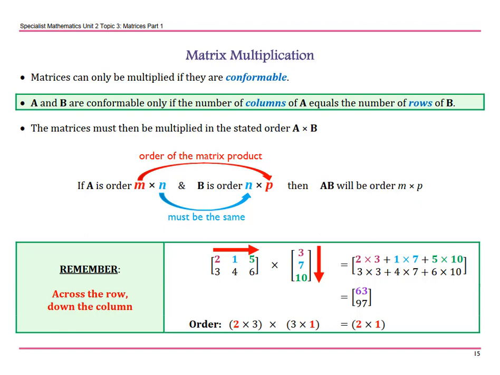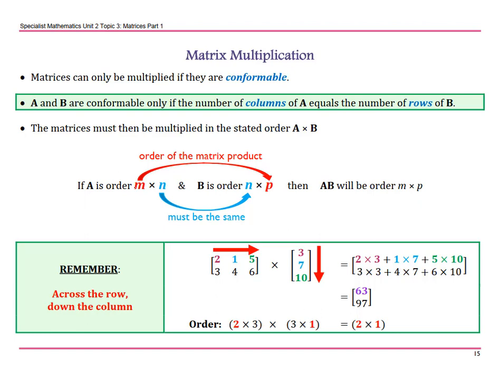Now, if A is of order M times N and B is of order N times P, then you can see we can do A times B because we have the N in the middle. So those N's are the same. What we'll end up with when we multiply is an M by P matrix.